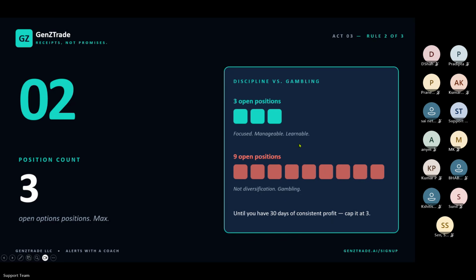Again, focus and manage three options, with a max of three open positions. That will help you stay consistent. Don't take all the alerts the system generates. Identify the best three based on your preference, then go for it.